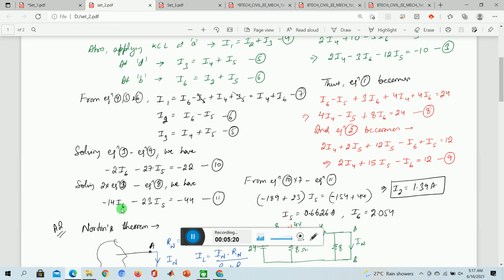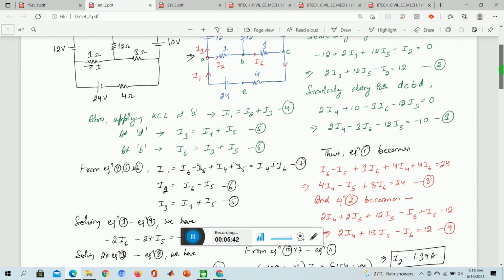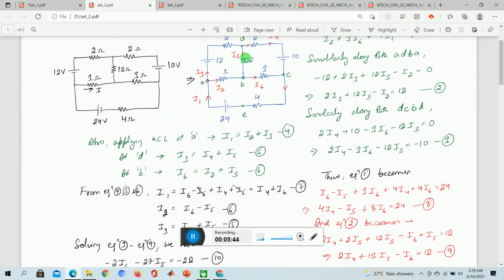So similarly, I6 and I5 we can get by taking equation 3 and equation 8. So you take 3 and 8 and replace into the two-variable equation and get the value of I5, I6. Once you get I5 and I6, our purpose is solved. We get I2 because I2 is equal to I5 and I6.